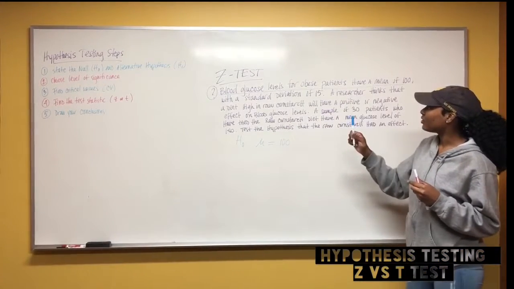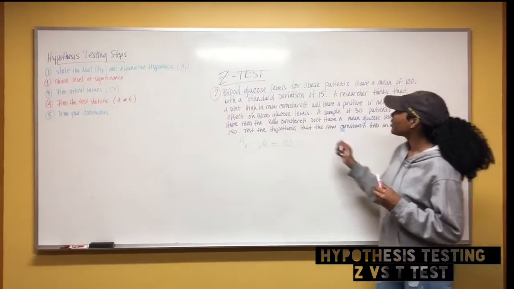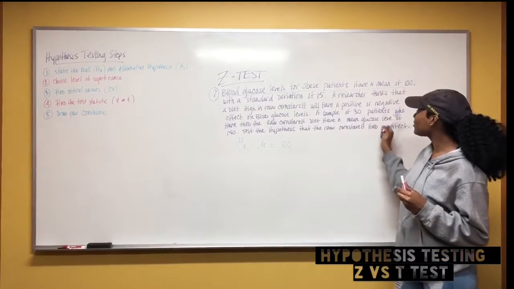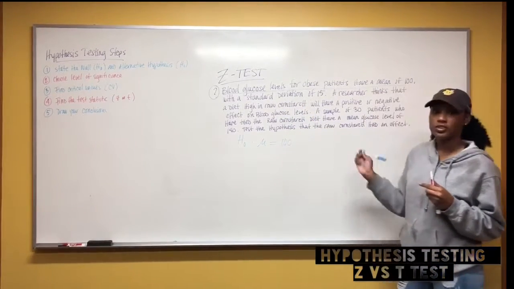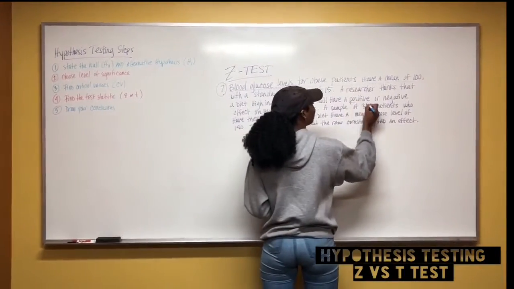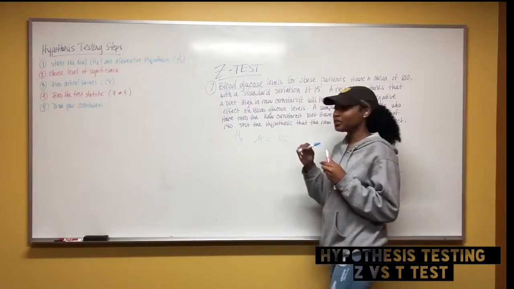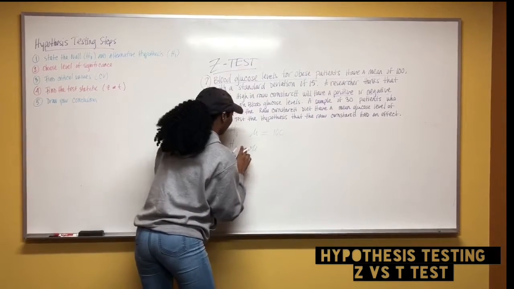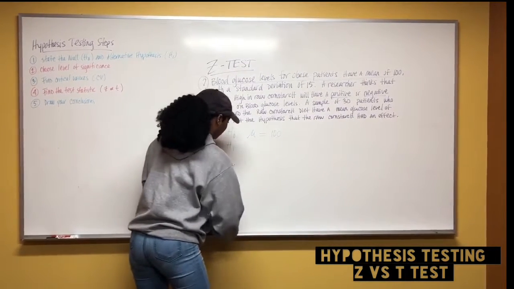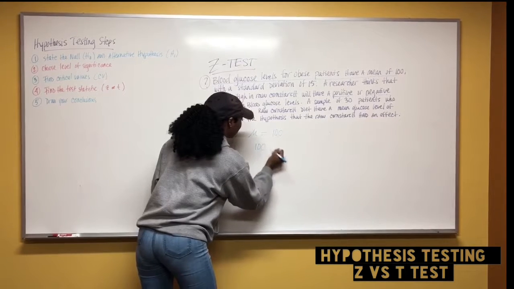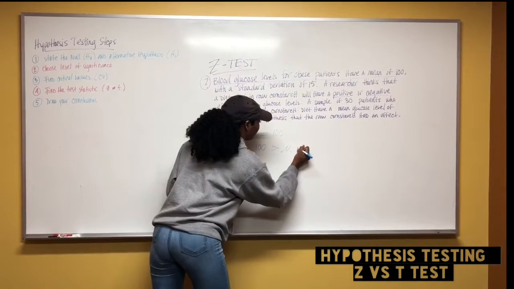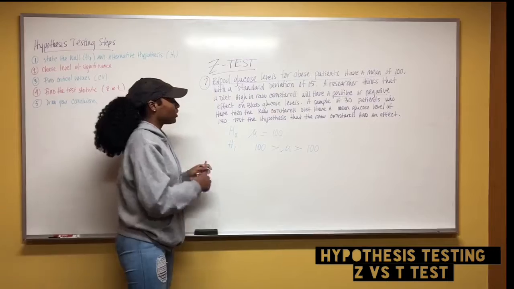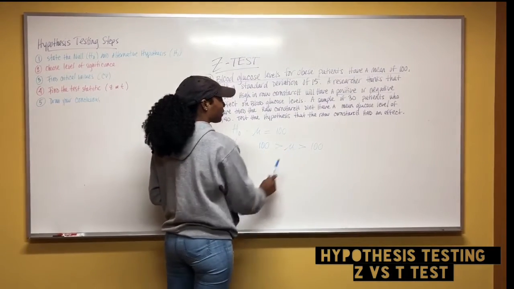And then second, I'll identify our alternative hypothesis. A researcher thinks that a diet high in raw cornstarch will have a positive or negative effect on blood glucose. This is our alternative. It said positive or negative, so this means that we're going to have a not-equal relationship. Let me write it out like this: I'll put 100 and then mu, so mu is either less than 100 or greater than 100.